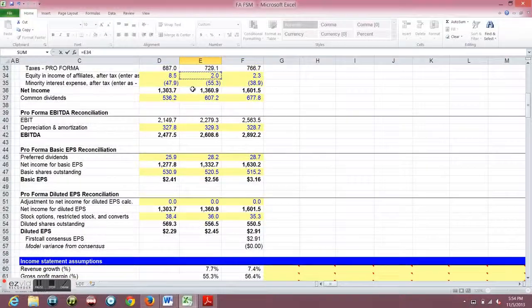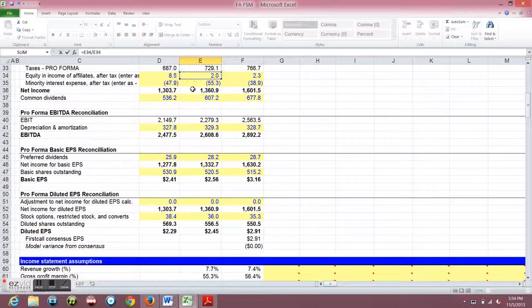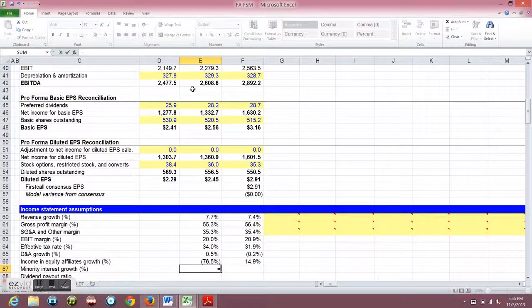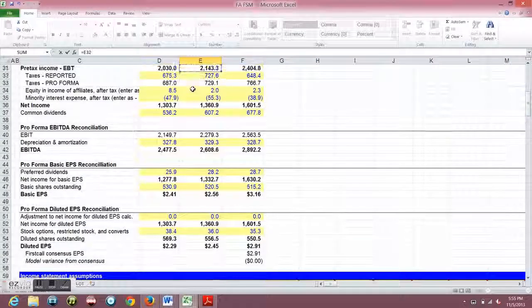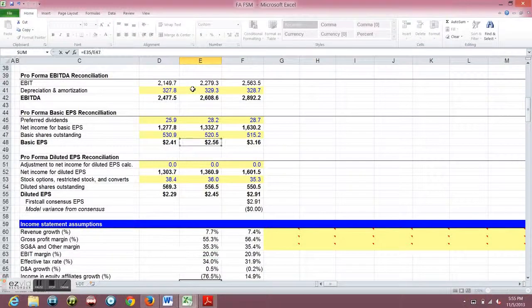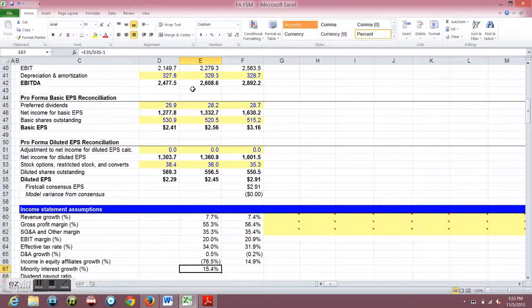Income and equity affiliates growth. You're essentially going to take your current year divided by your previous year minus 1. You get negative 76. Then you get minority interest growth. So you're going to take your minority interest of that current year, divide it by the previous year, minus 1.